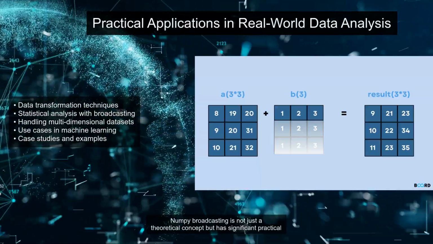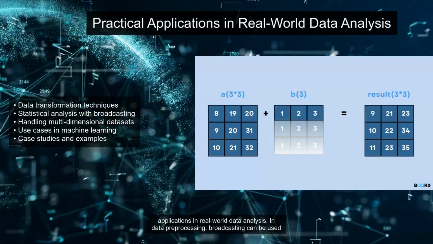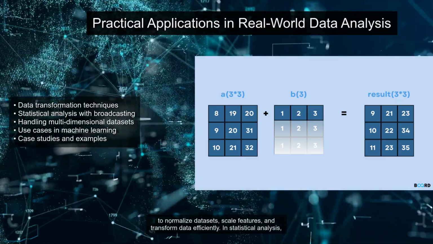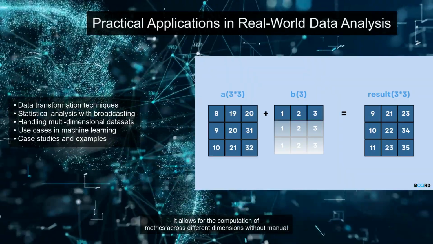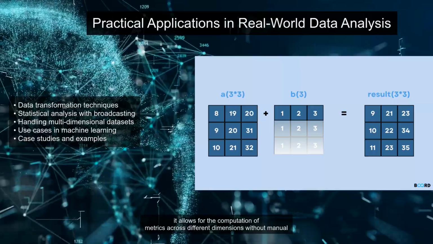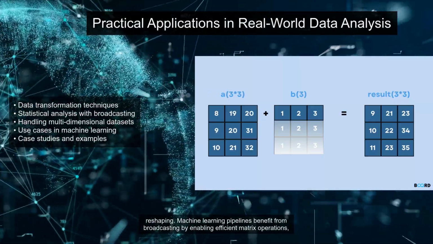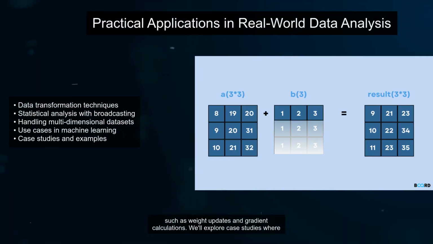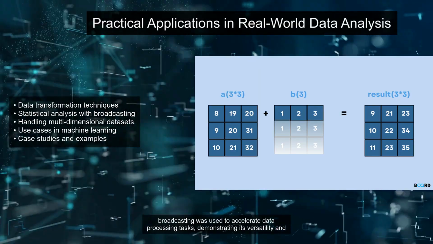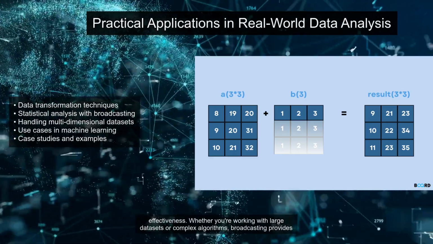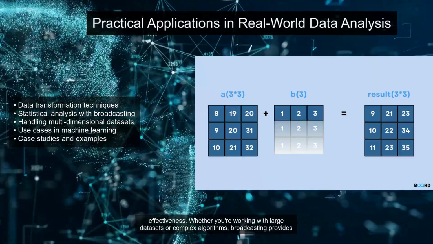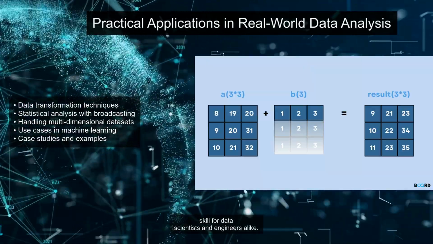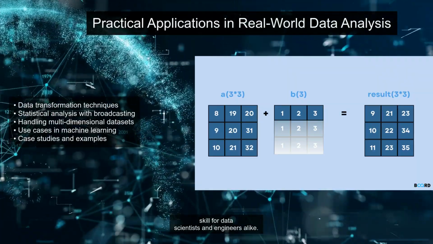Numpy Broadcasting is not just a theoretical concept but has significant practical applications in real-world data analysis. In data preprocessing, broadcasting can be used to normalize datasets, scale features, and transform data efficiently. In statistical analysis, it allows for the computation of metrics across different dimensions without manual reshaping. Machine learning pipelines benefit from broadcasting by enabling efficient matrix operations, such as weight updates and gradient calculations. We'll explore case studies where broadcasting was used to accelerate data processing tasks, demonstrating its versatility and effectiveness. Whether you're working with large datasets or complex algorithms, broadcasting provides the tools to simplify and optimize your workflows, making it an essential skill for data scientists and engineers alike.